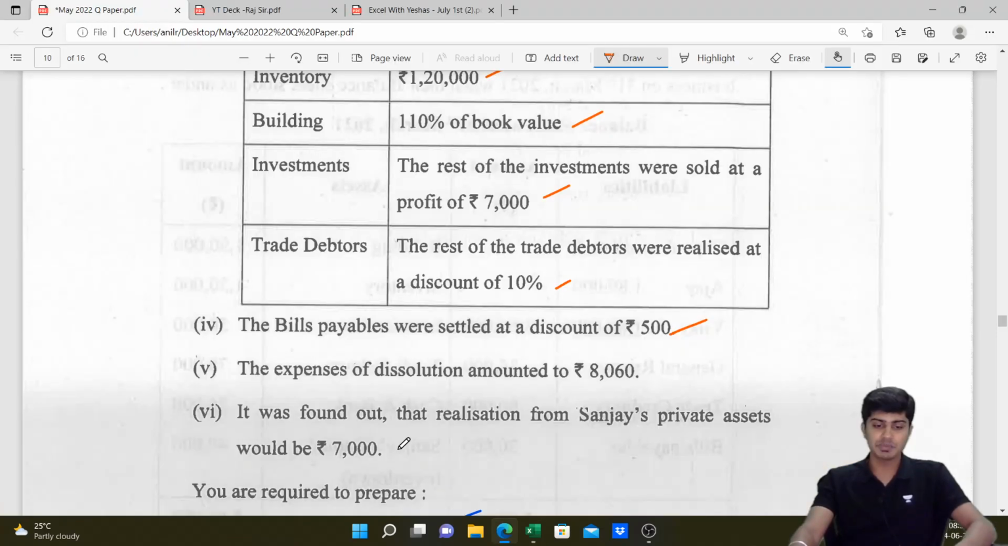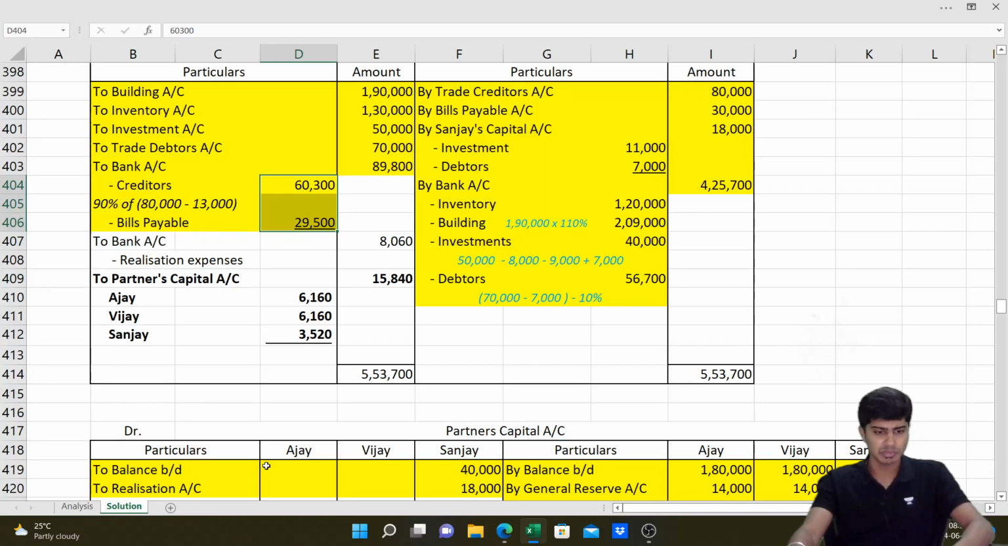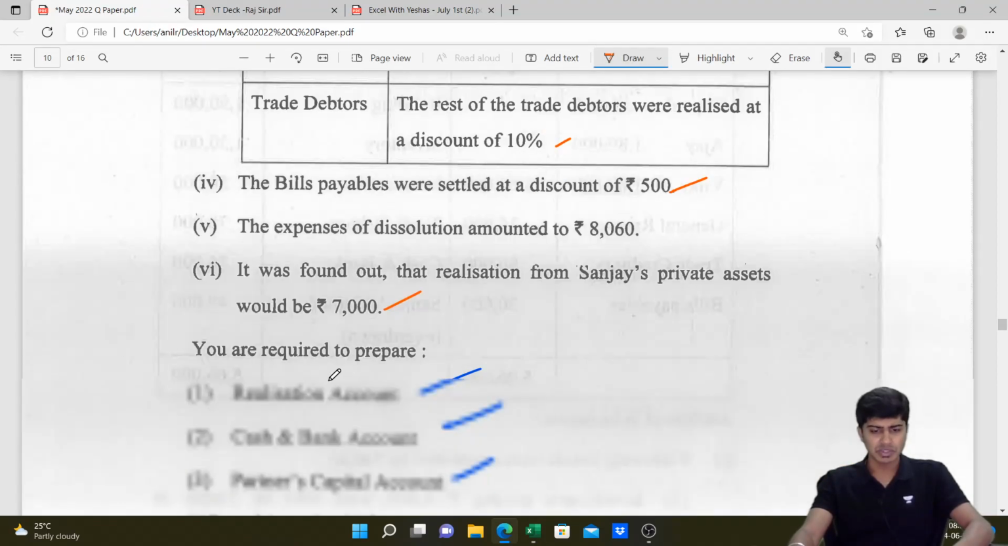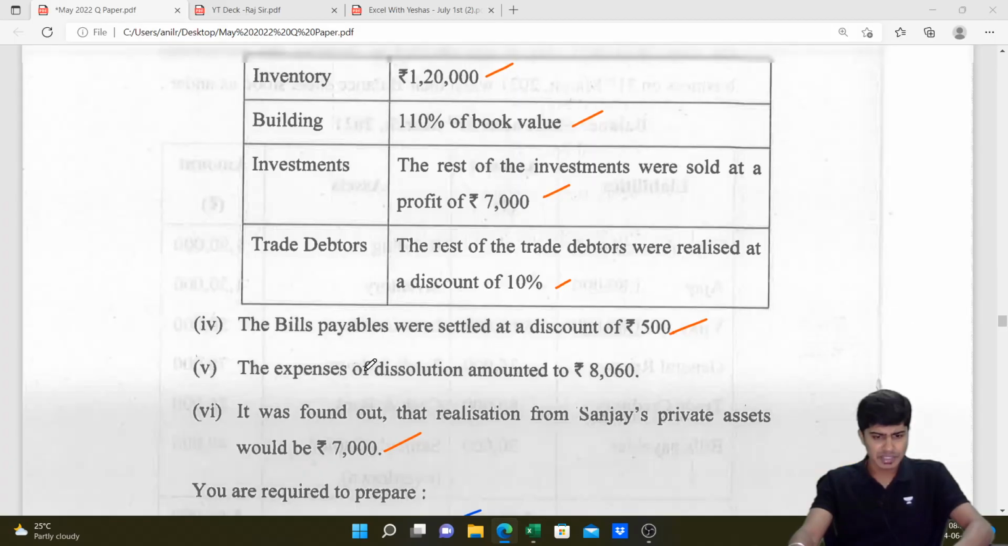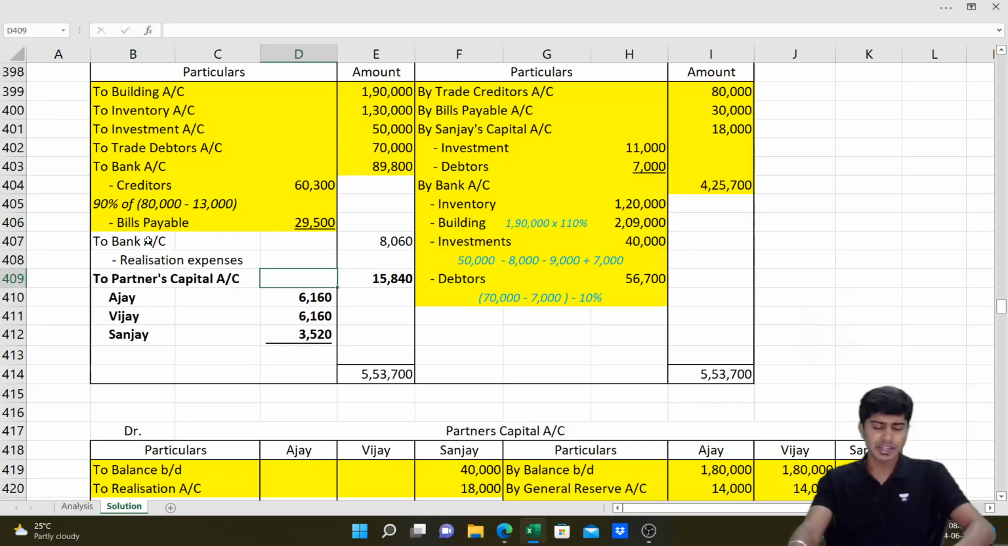Then there is an adjustment which says that 7,000 rupees is a realization. Find out that realization from Sanjay's private assets would be 7,000. We are recovering money from him. No. He can pay 7,000. Okay, let that be. Is there realization expenses? 8,060 realization expenses. We'll write realization expenses 8,060.